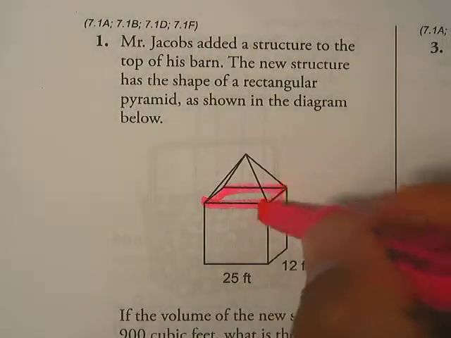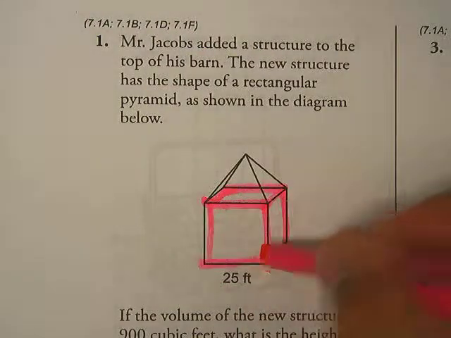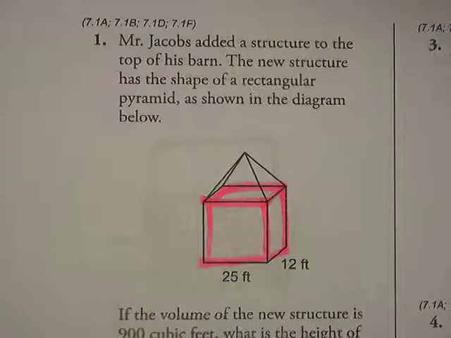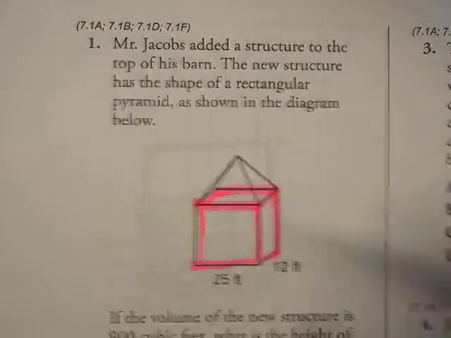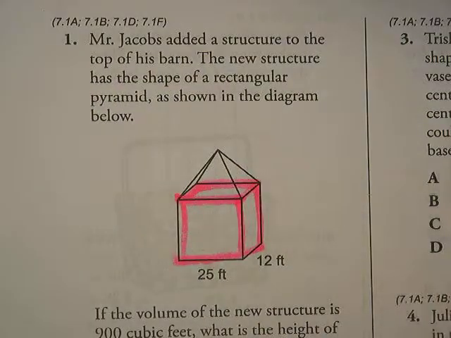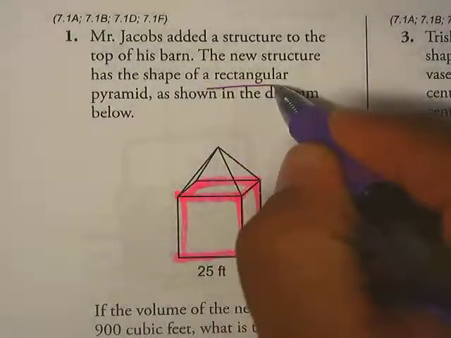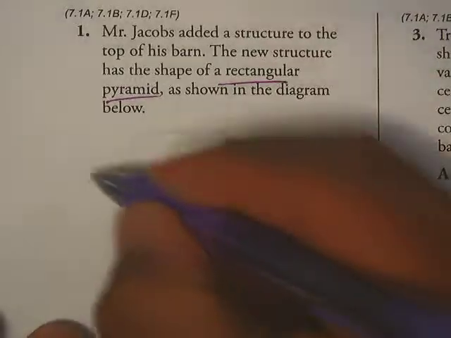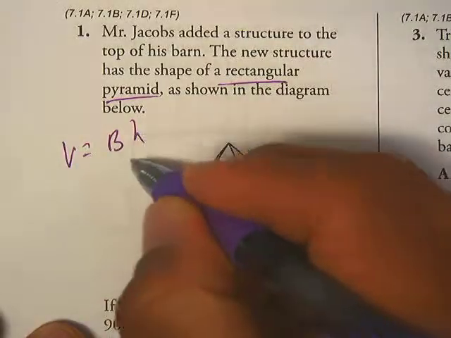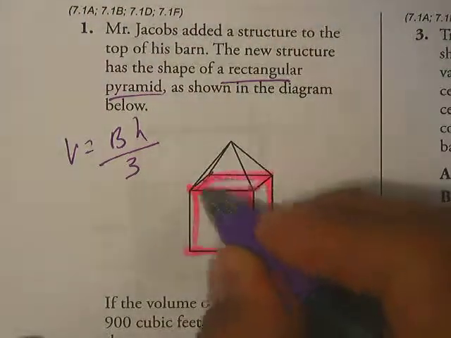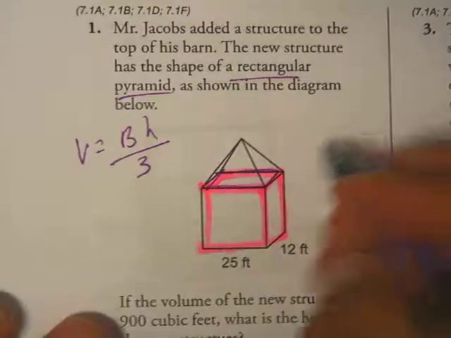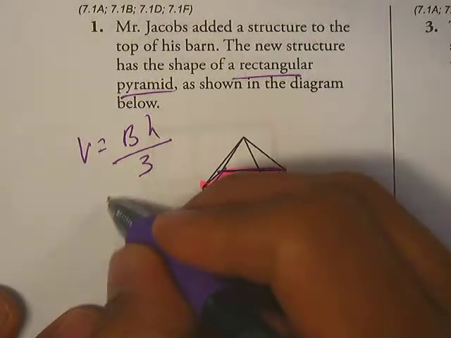Mr. Jacobs added a structure to the top of his barn. So this is his barn here. Okay, that's his barn. He's going to add a structure to the top. So he added that figure here, which is a rectangular pyramid. For a rectangular pyramid, you have to use area of the base times the height divided by 3. Okay, well, what kind of pyramid is it?